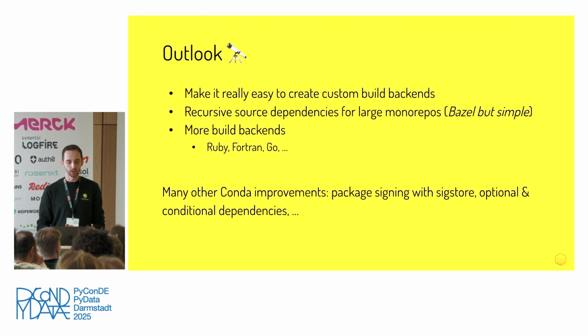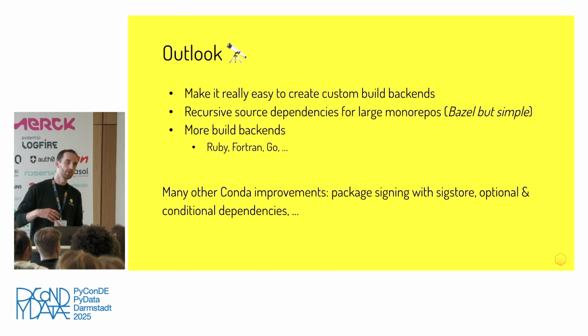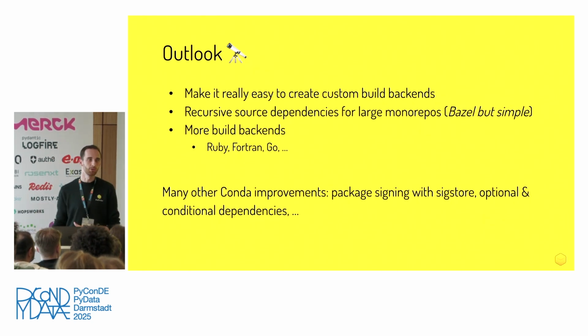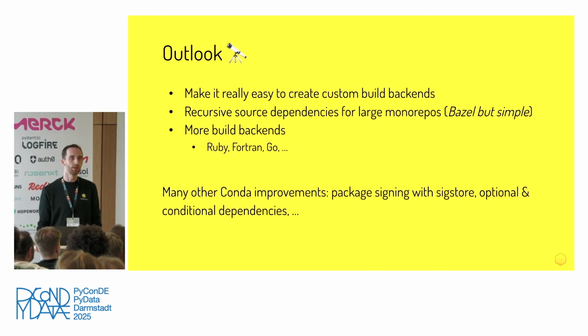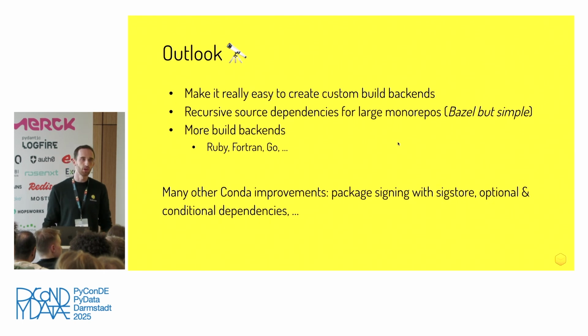Then recursive source dependencies is something that we really want to get to, because now you can depend on a path dependency, but that path dependency should also be able to depend on a path dependency, and that results in a full tree of builds that could be run in one go. Think of Bazel, but simple, as some of you might know that one. And we want to make more backends for you. So for instance, Ruby, Fortran, Go, you name it, we want to support it through the pixi workflow.